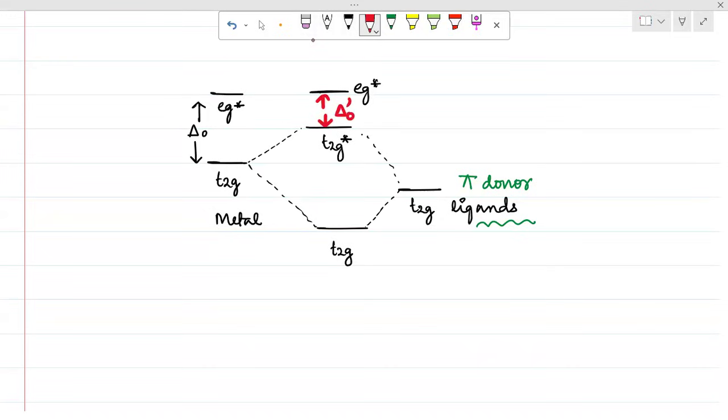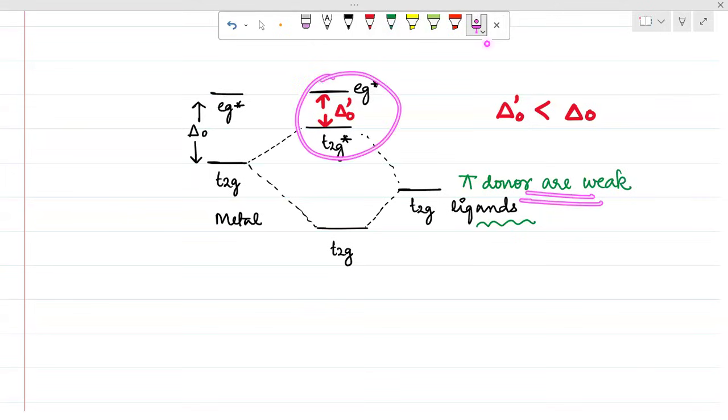Let me write it as delta O prime. So we can see that when you have a pi donor in the system, the splitting between T2G and EG represented as delta O prime now is less than delta O. Or in other words, this is again a supporting evidence to what we learned in CFT. Pi donors are weak. It is because pi donors are weak, the splitting is small.